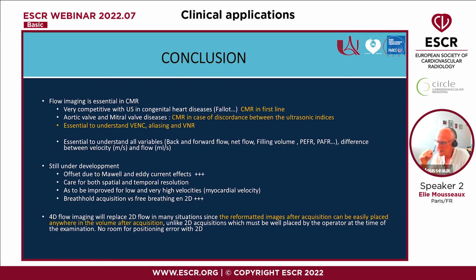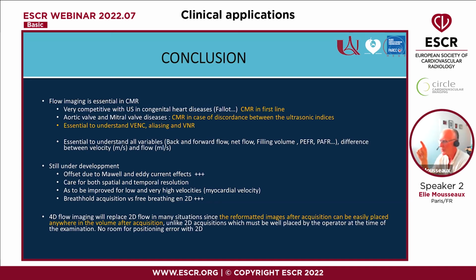And I have tried to convince you that you need to understand every parameter in a very simple way. Forward flow, backward flow, net flow, stroke volume, PEFR, PAFR, the difference between velocity and flow. You must have in mind. And then you will have other sophisticated flow analyses by using flow tracking, velocity, loss of energy, and so on. Pressure gradient will be for the future. But at this time, flow and velocity are good enough for many, many applications. And I believe that it's underused at this time.